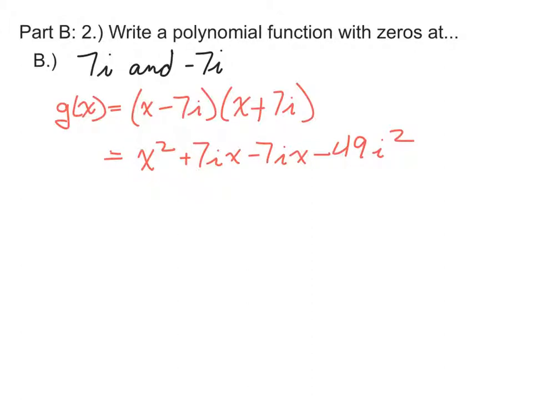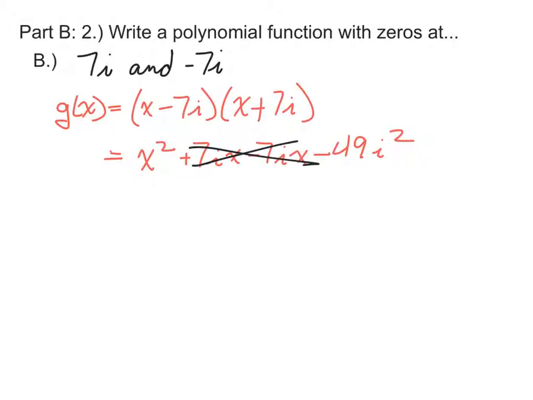The nice thing about complex zeros is that they always happen in these conjugate pairs, where one of them is a positive 7i and the other one's a negative 7i. What's super sweet about that is that when we do this foiling, in the middle we'll have that plus 7ix and minus 7ix, and these two will cancel each other out.